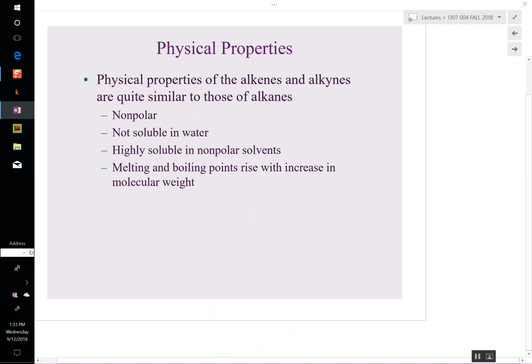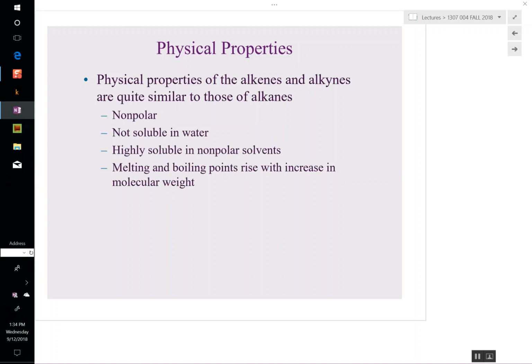Physical properties, I won't dwell on this real long. They're very similar to alkanes. These things are nonpolar. They are unsaturated, but they are nonpolar, just like alkanes are nonpolar, just carbon and hydrogen bonds, which means, would you expect them to be soluble in water? No, because water is polar. So these are also not soluble in water. Alkanes aren't soluble in water, alkenes aren't soluble in water.